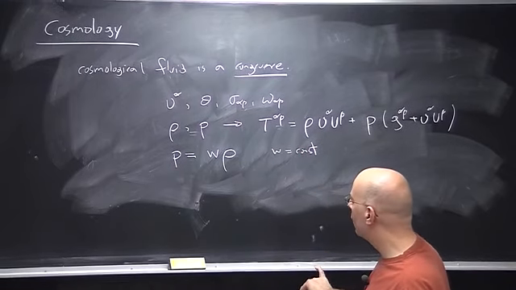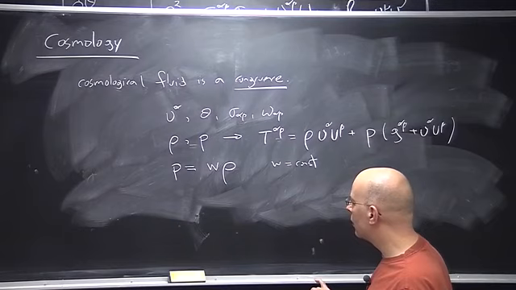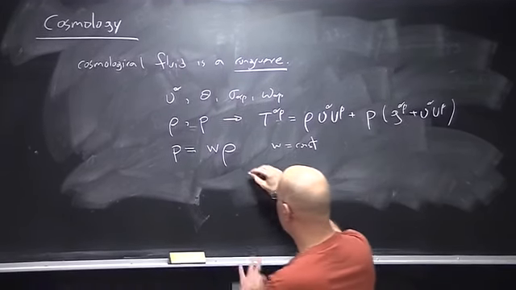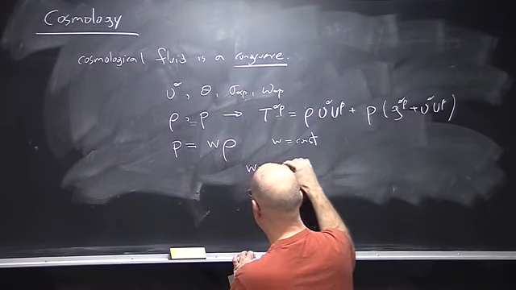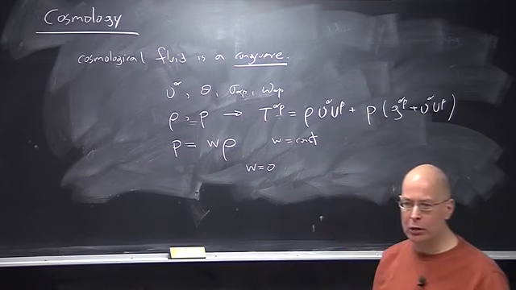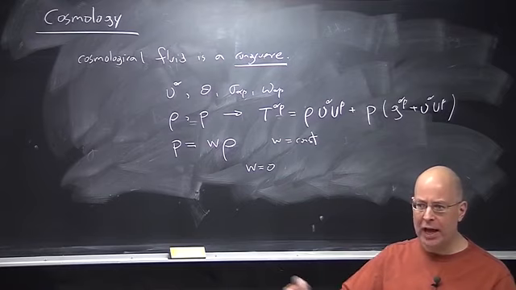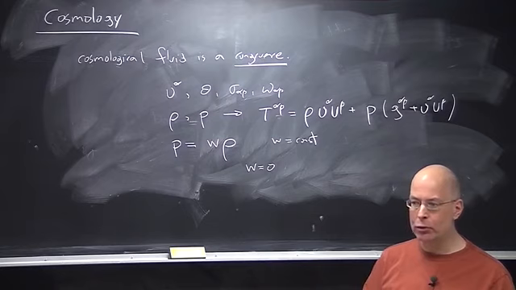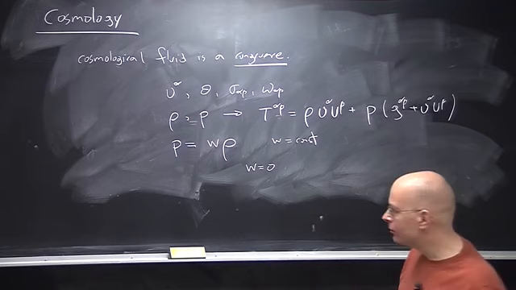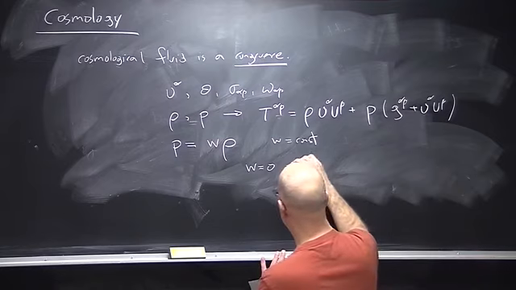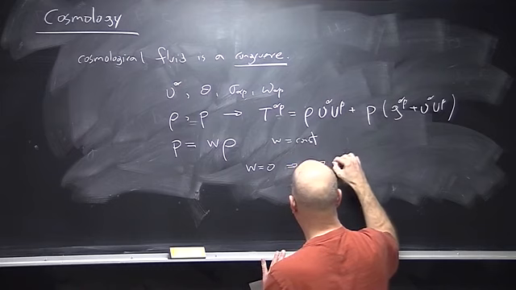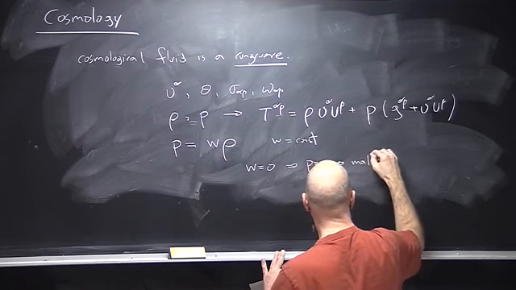So there are a few cases that are particularly relevant. So W is equal to 0 means that the pressure is negligible compared with the density. And that would be the case for a matter-dominated universe where you have a bunch of galaxies or you have cold dark matter for which the pressure is really negligible. So W equals 0 means P equals 0, and that means matter-dominated universe.